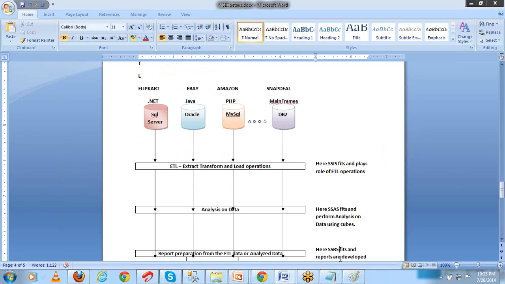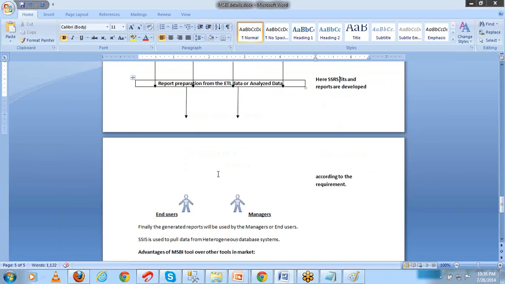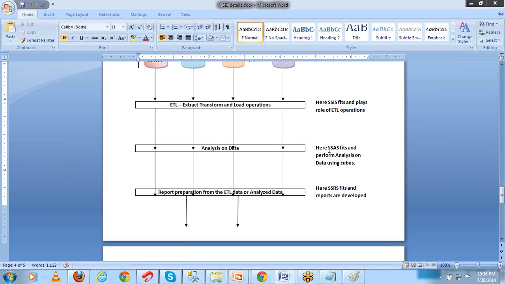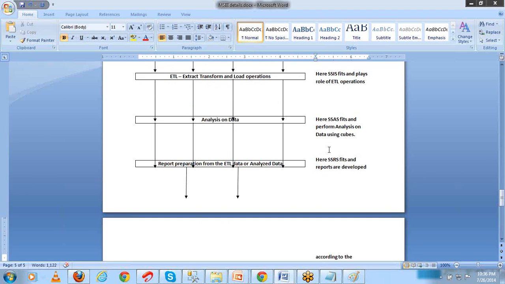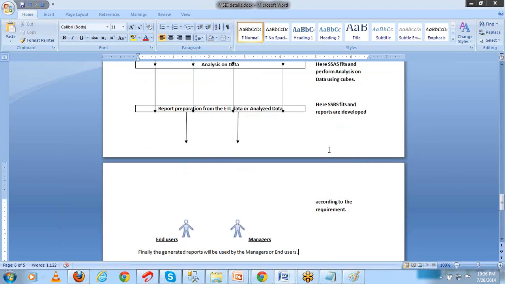Okay, you have done the analysis, whatever you want. You can show it in a report from the database here, or from the cube. SSRS will help you to show the data in the way you want. From which source? It could be a database, it could be an OLAP cube. You can take any source and show it in the report. This is called the data warehouse lifecycle, and here for reporting SSRS plays that role. Finally, the report is served to managers or end users.